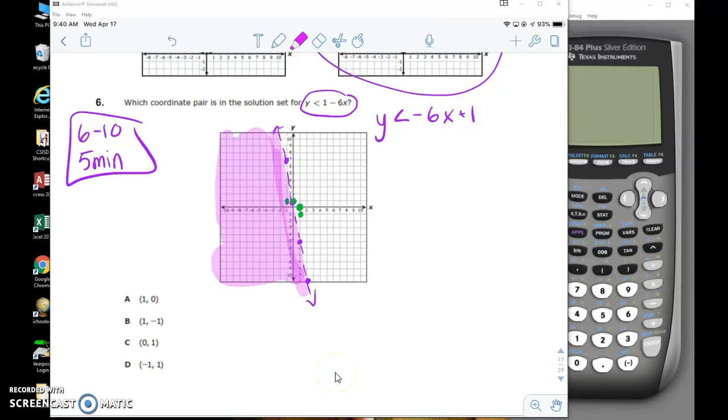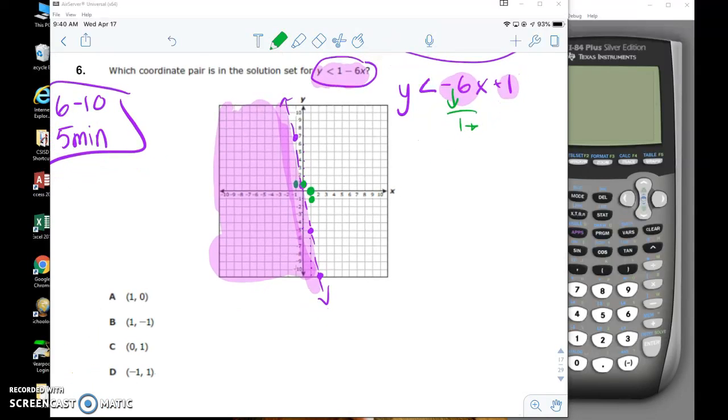At this point, you should have finished numbers 6 through 10 and should be ready to check your answers. On number 6, I rearranged this so that it was in y equals mx plus b. I just flipped the negative 6x and the 1 around. I graphed it. I had a y-intercept of 1 and a slope of negative 6, so I went down 6 and over 1. The only ordered pair that is in the shaded area is choice D, negative 1, 1.